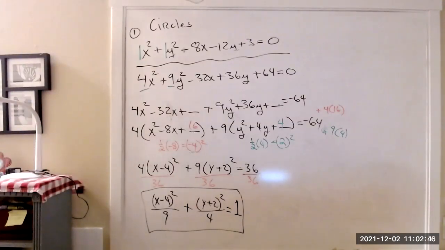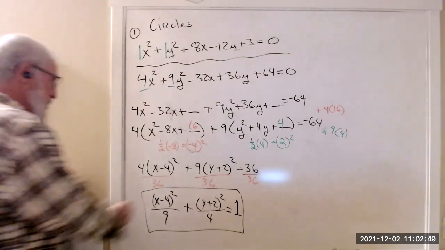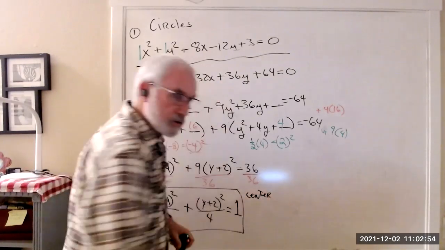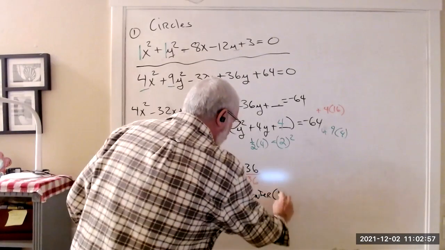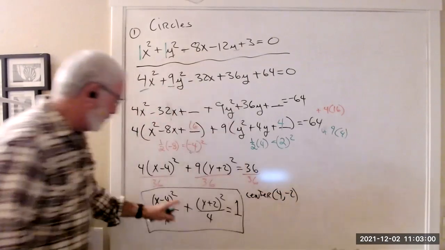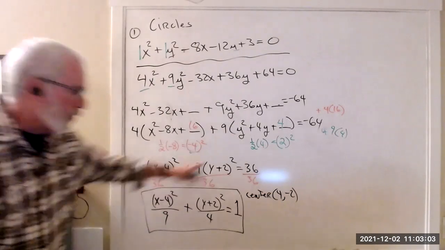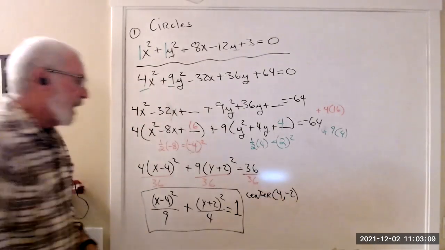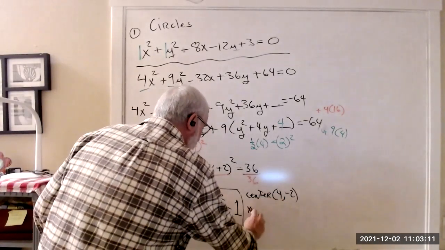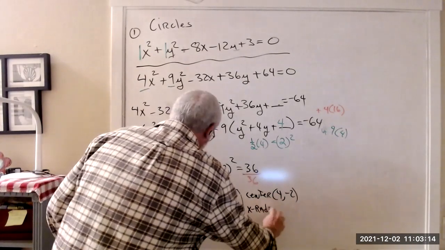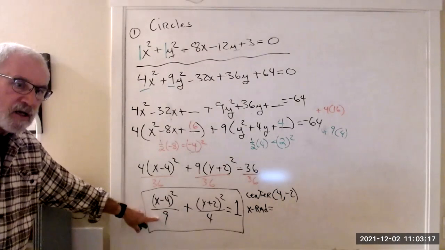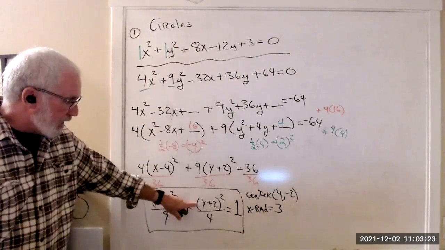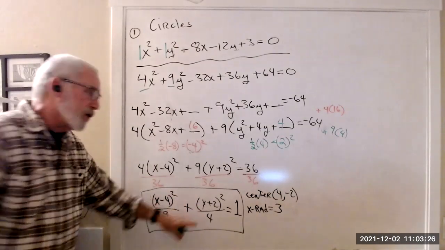From that, we get the information that the center is 4 comma negative 2. Remember, pick the opposite. That says negative 4, we use positive 4. That says positive 2, we use negative 2. And because it's an ellipse, we have something called the x radius, which is the square root of 9, which is 3. And the y radius is the square root of 4, which is 2.